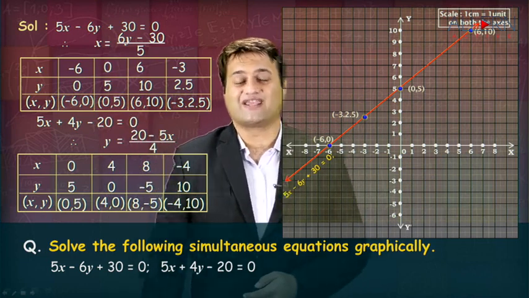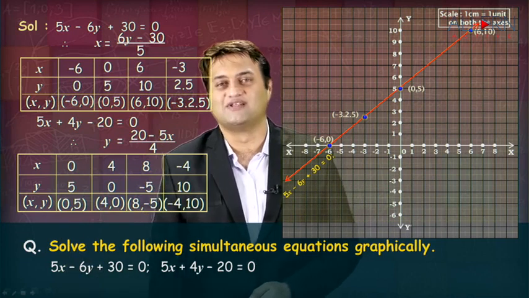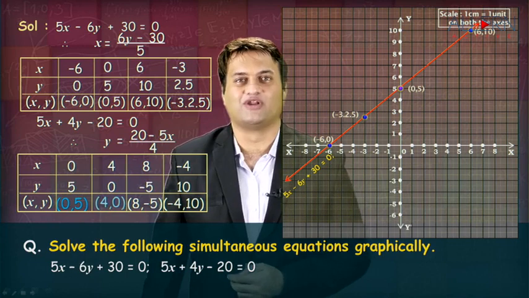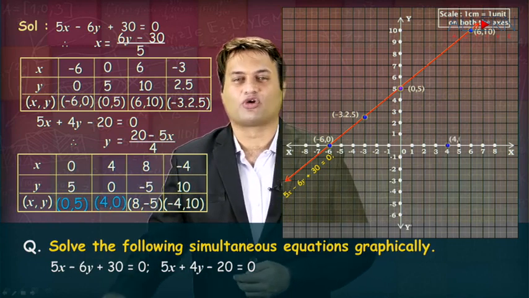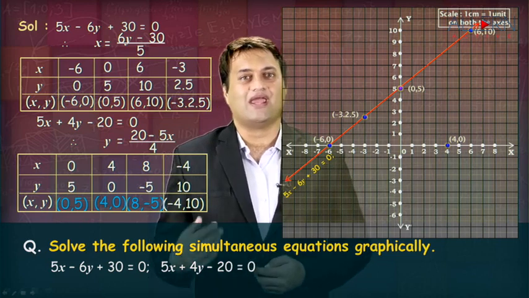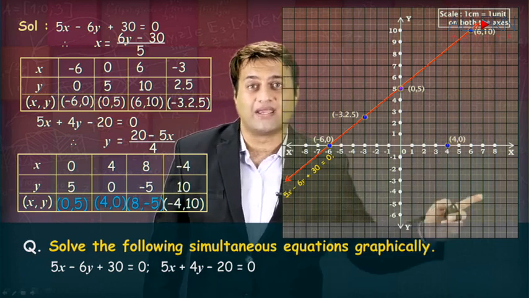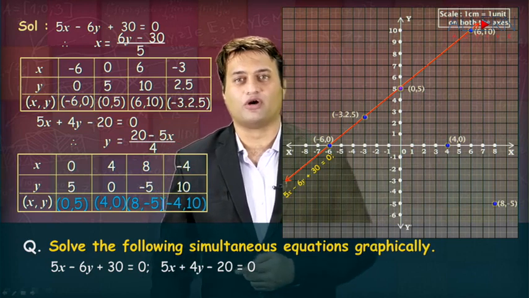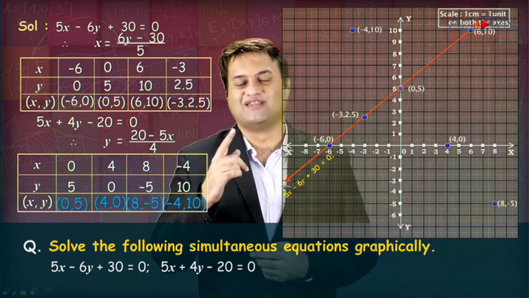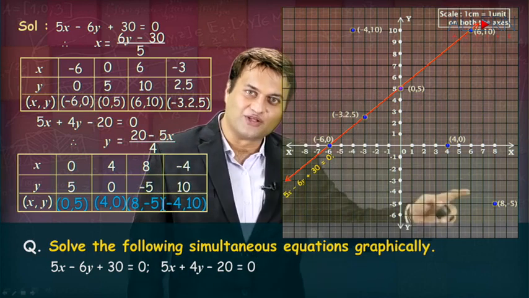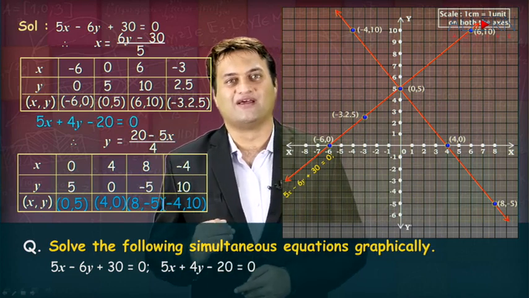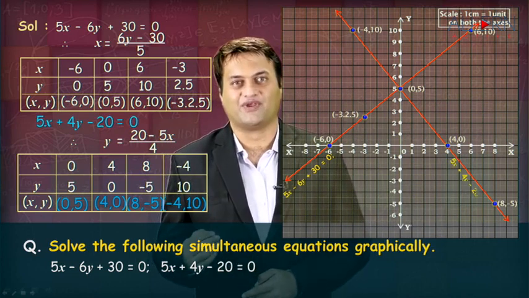Now let's move on to the second table. Second table, first point is 0 comma 5 will definitely be on y axis because the x coordinate is 0, right? 4 comma 0 will be on the x axis because y coordinate is 0. 8 comma minus 5 will be in the fourth quadrant, and minus 4 comma 10 will definitely be in the second quadrant. Now you can see all the 4 points are collinear, just join them and don't forget to write the equation on it, right?